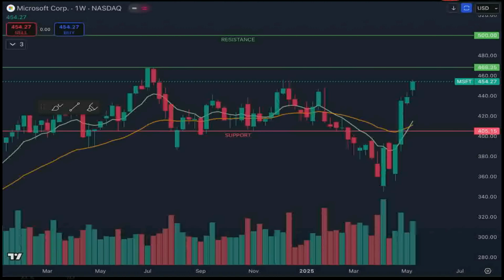If you're a long-term investor, this trend is still intact. You might consider a position now, with a stop just below the 30-week EMA or below recent weekly support.